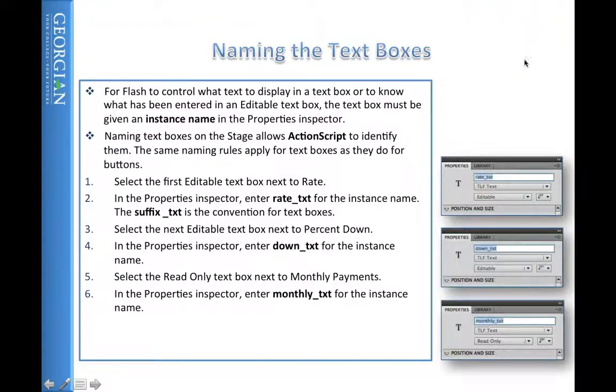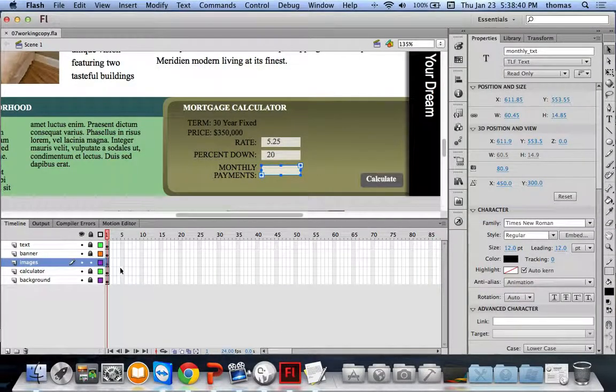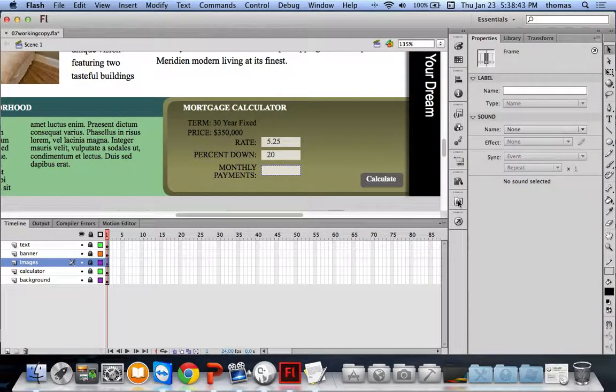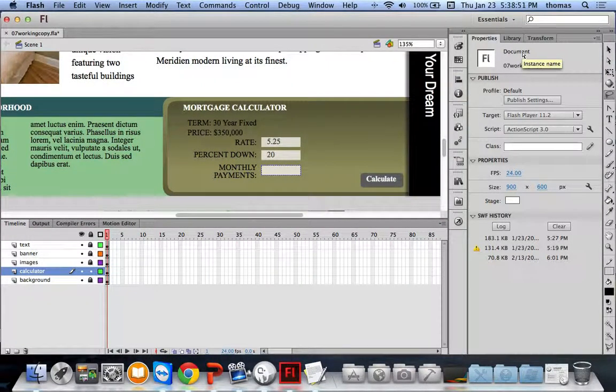Okay, still we haven't put any kind of ActionScript in here at all. But now we're going to. Okay, so we're going to unlock the calculator layer, right? Let's take a look here. We're going to unlock the calculator layer, click on the button, and in the instance name for the button, we're going to put in calculate button. Oh, let's try that again.